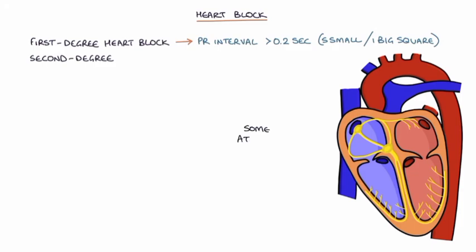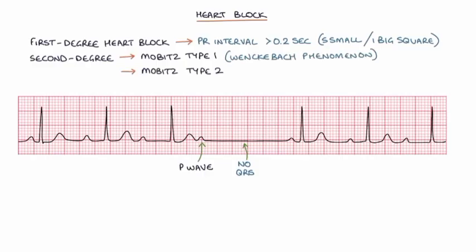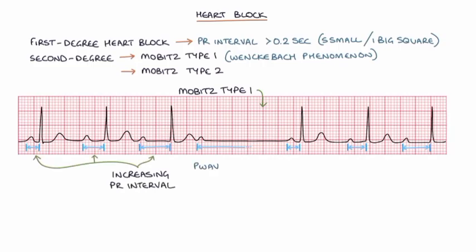Second-degree heart block is where some atrial impulses do not make it through the atrioventricular node to the ventricles. There are instances where P waves are not followed by QRS complexes. There are 2 types of second-degree heart block: Mobitz type 1, which is Wenckebach's phenomenon, and Mobitz type 2. Mobitz type 1, or Wenckebach's phenomenon, is where the conduction through the atrioventricular node takes progressively longer until finally it fails, after which it resets and the cycle restarts. So on an ECG, there's an increasing PR interval until a P wave is not followed by a QRS complex. The PR interval then returns to normal and the cycle repeats itself.